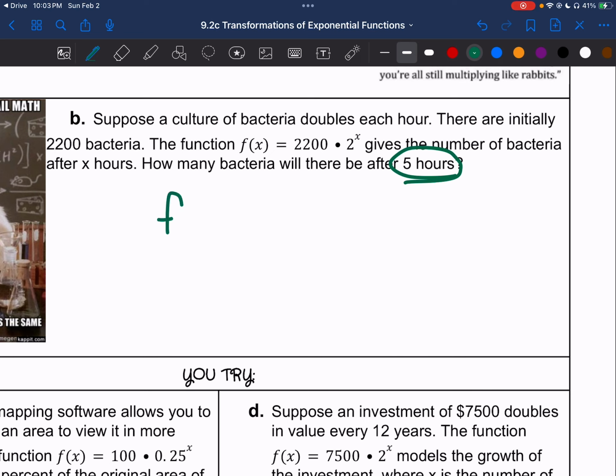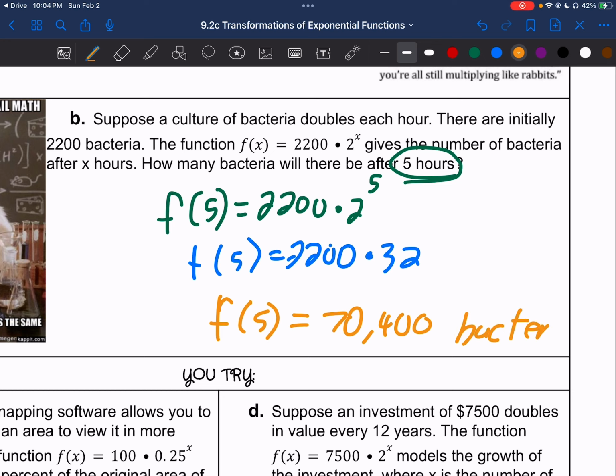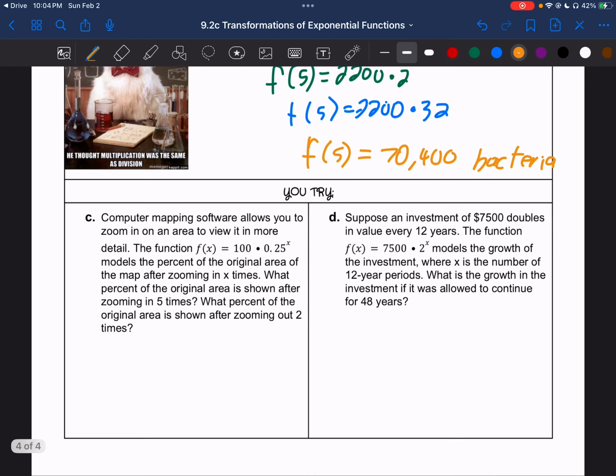So we substitute in 5 for x: 2,200 times 2 to the 5th power. 2 to the 5th power gives us 32. And when we multiply that by 2,200, we get that there will be 70,400 bacteria. All right, now there are 2 more examples, letters C and D. Please try those on your own and then check your work against mine.